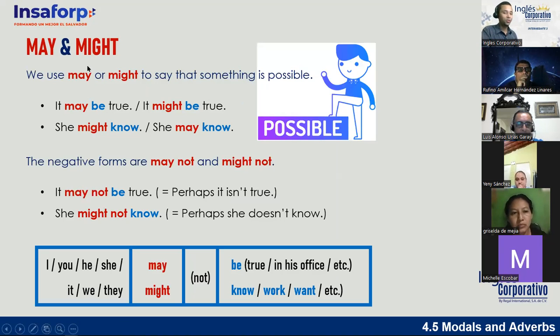Now, what's the structure? Again, I'll say it one more time. We use may or might to say that something is possible. There are some examples. It may be true. It might be true. She might know. She may know. Now, what is the difference between may and might?